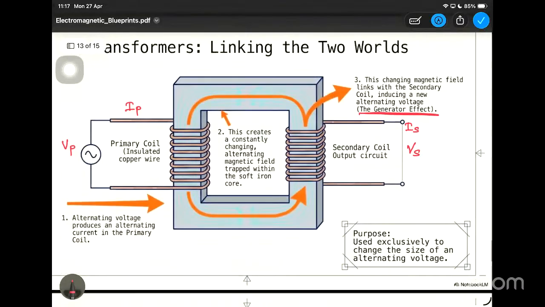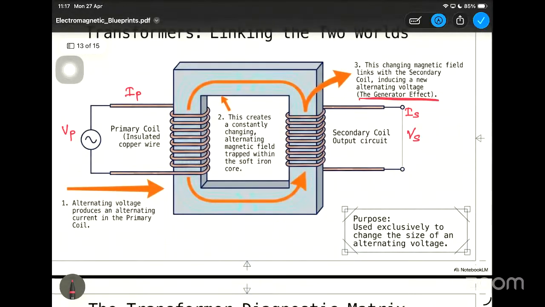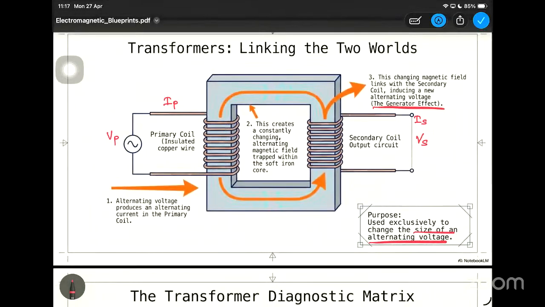So the main purpose of a transformer is to change the magnitude of a voltage, right? It is used exclusively to change the size of an alternating voltage. Just try to remember that we are not using transformers for DC voltages or DC currents. Mainly we are using them for alternating voltages or alternating currents, mainly alternating voltages, right? Here, these are the symbols. You can go through it, right?